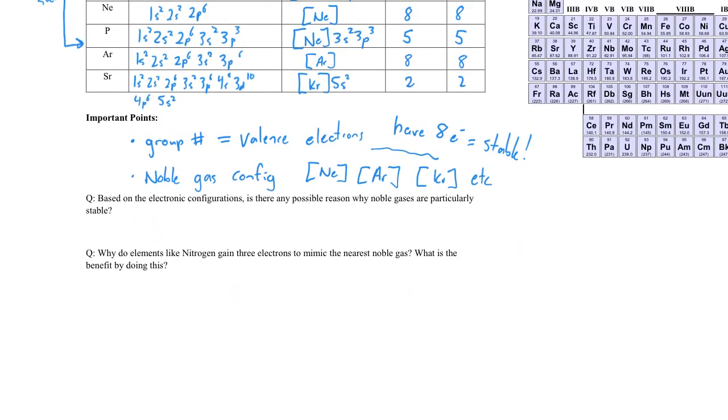And you might want to ask yourself the question, why? Why are noble gases with this 8 electron configuration particularly stable? Which I mentioned actually previously on one of the pages. See if you can answer that question. And then, why do things like nitrogen gain 3 electrons, or why does oxygen gain 2 electrons to become like the nearest noble gas? What about that special configuration? What's up with this 8 electrons? Why does that have this privileged place in chemistry? So see if you can address that.